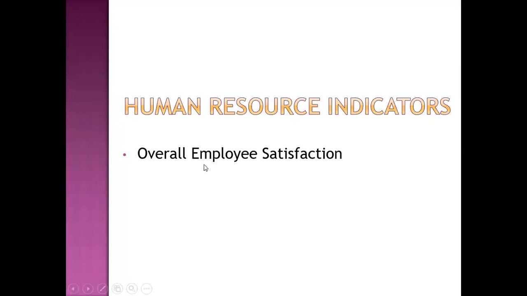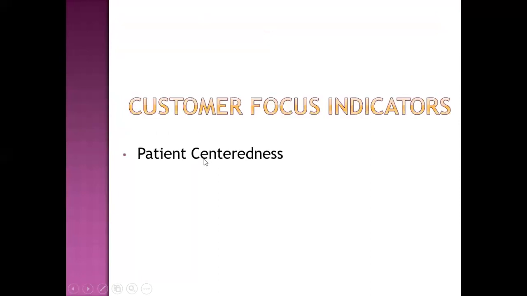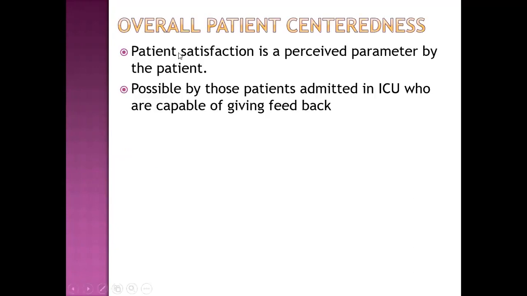Human resource indicators include overall employee satisfaction. Overall employee satisfaction can be measured in a scale from 1 to 5, where 1 represents lowest satisfaction and 5 indicates highest possible satisfaction. And benchmark is it should be at least 4. The score should be at least 4. Customer focus indicators include patient centeredness, and patient satisfaction is a perceived parameter by the patient, and it is possible by those patients admitted in ICU who are capable of giving feedback.